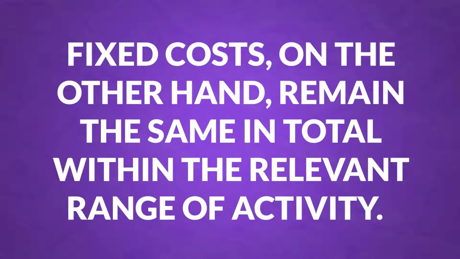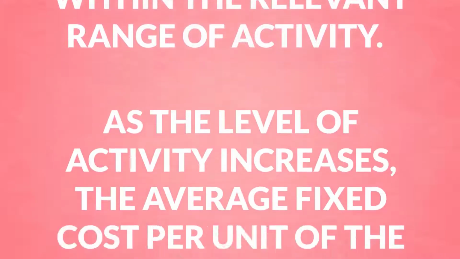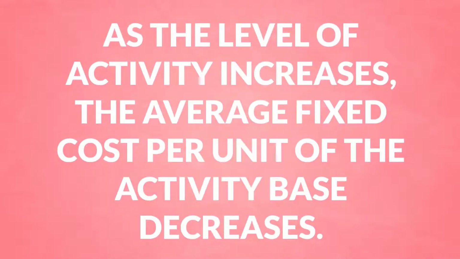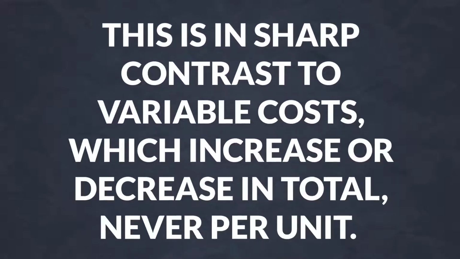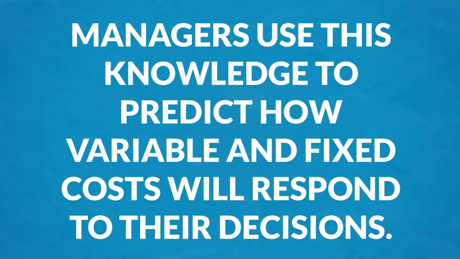Fixed costs, on the other hand, remain the same in total within the relevant range of activity. As the level of activity increases, the average fixed cost per unit of the activity base decreases. Conversely, as the level of activity decreases, the fixed cost per unit increases. This is in sharp contrast to variable costs, which increase or decrease in total, never per unit. Managers use this knowledge to predict how variable and fixed costs will respond to their decisions.